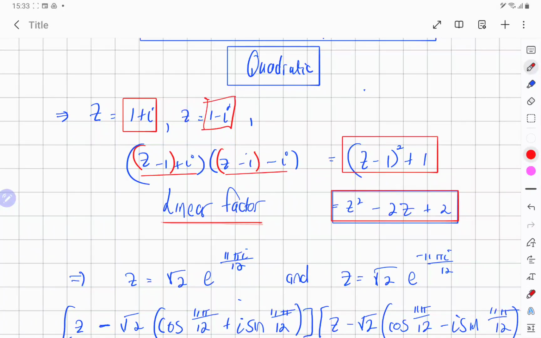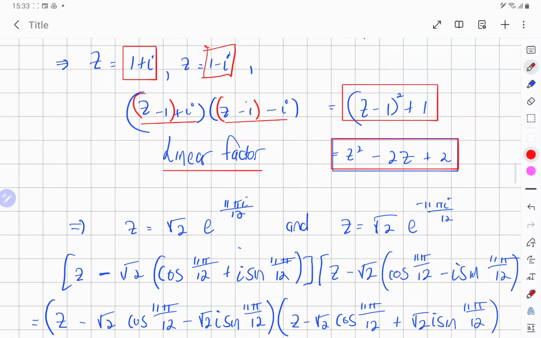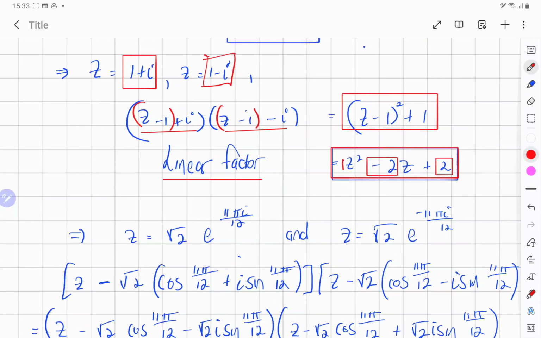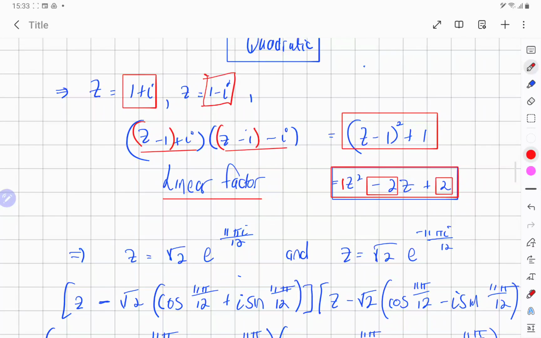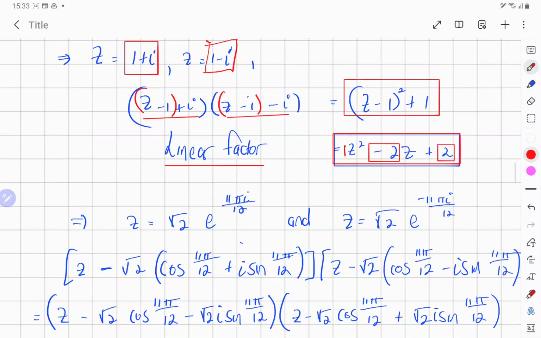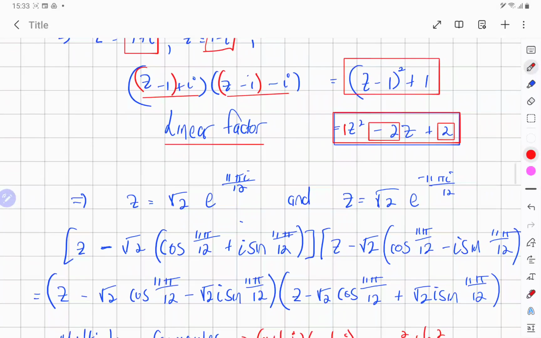Was it a linear factor? A quadratic factor with real coefficients. Can you all see? No complex numbers, no i's included. Because I have my z squared minus 2z plus 2.